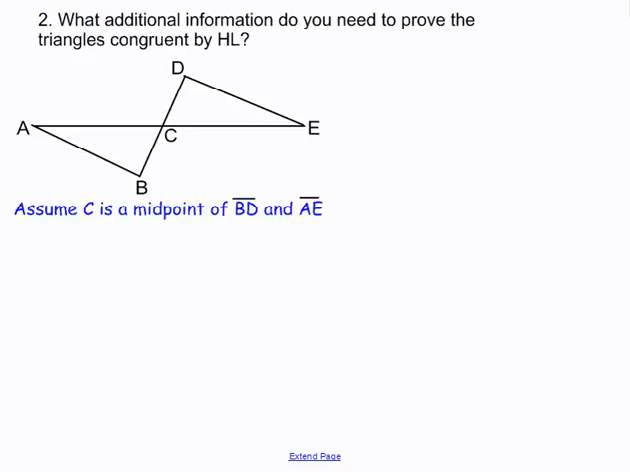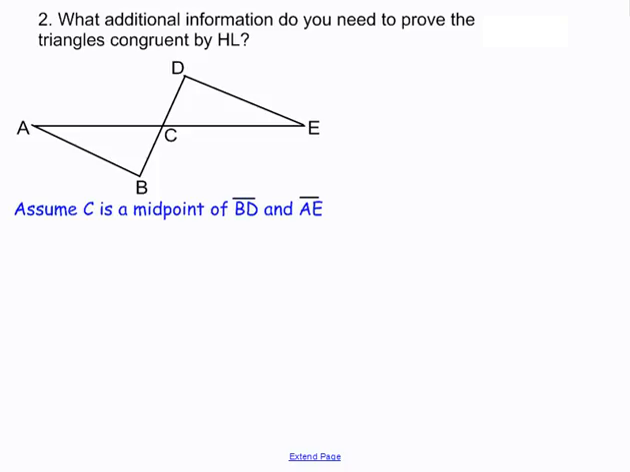Here it says, what additional information do you need to prove the triangles congruent by HL? So this might be on the test. What I'd like you to do is star this question. Make sure you star it because it's going to be on the test. Maybe right next to your star, write "on test."